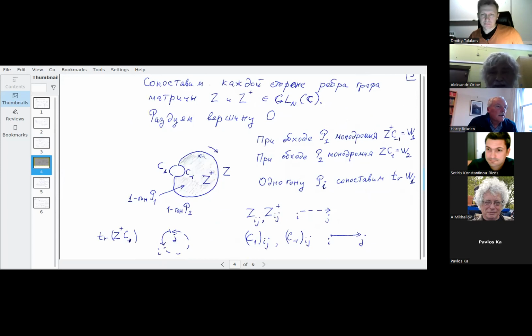Now consider again our graph on the Riemann sphere. Now we inflate our vertex. We had one vertex, one edge, and two faces. And now we inflate the vertex, and to the edge we assign two matrices, Z and Hermitian conjugated Z, from both sides of this edge.